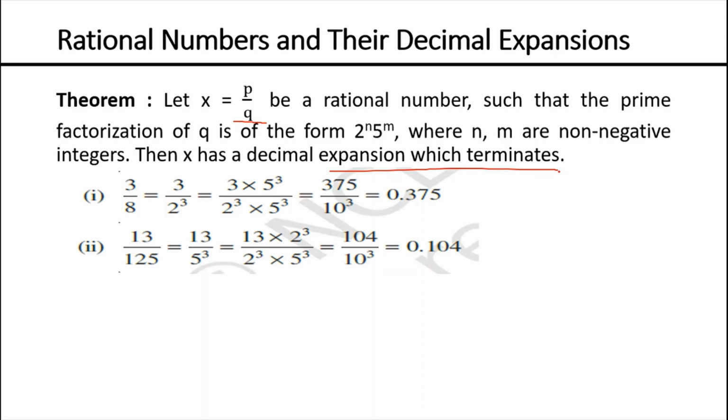Let us take a look at a couple of examples. We will take the same examples we have taken in the previous theorem. 3 by 8. Here we can observe that the denominator is only having a power of 2. So if we divide 3 by 8, we will arrive at a decimal expansion 0.375. Similarly, if we divide 13 by 125, we'll get 0.104, which is a terminating decimal expansion.